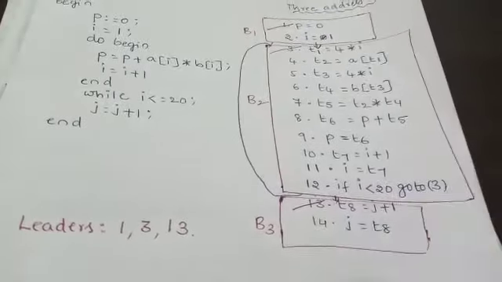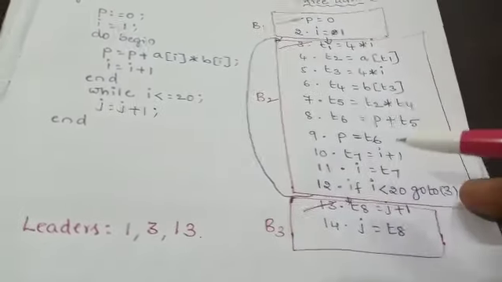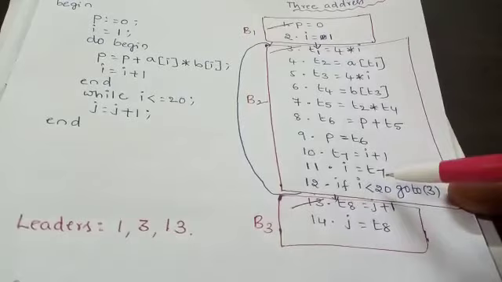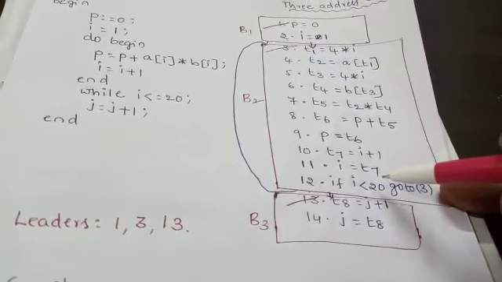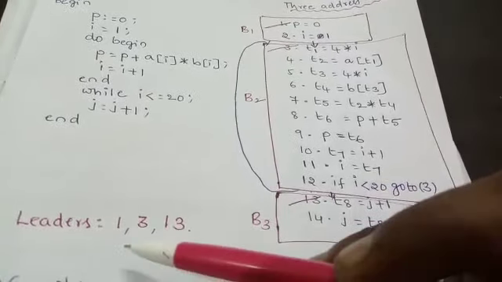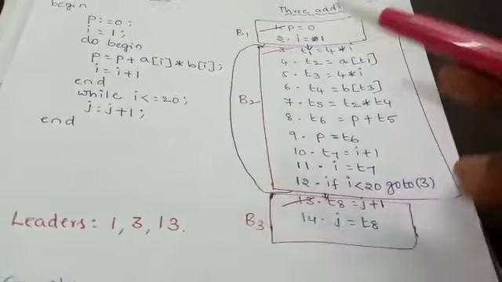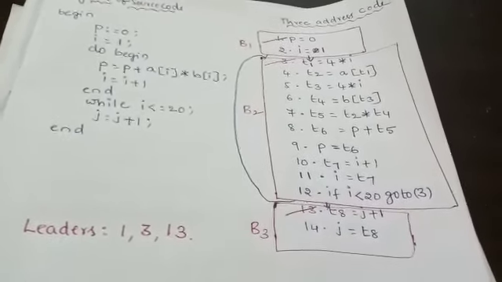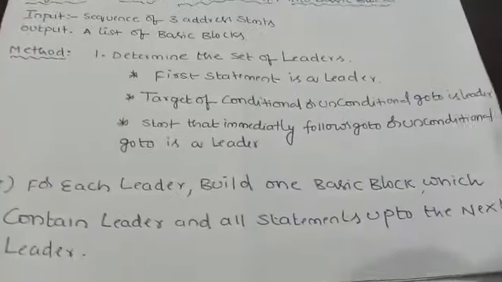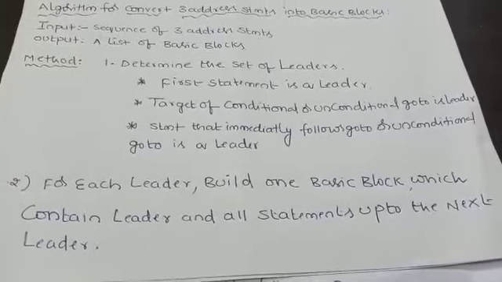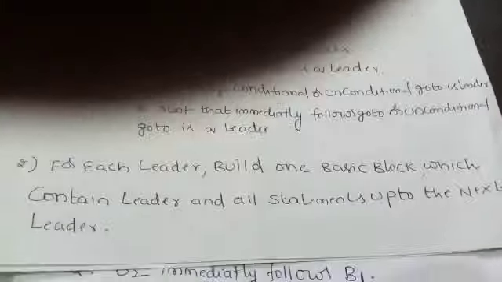After finding the leaders, for each leader we have to construct a basic block. There are 3 leaders, so for each leader we have to construct a basic block. That means we have 3 basic blocks in total. As per the rule we have just studied, for each leader, build one basic block which contains the leader and all statements up to the next leader.